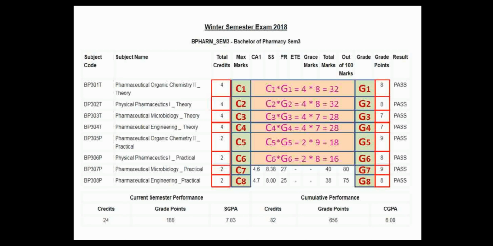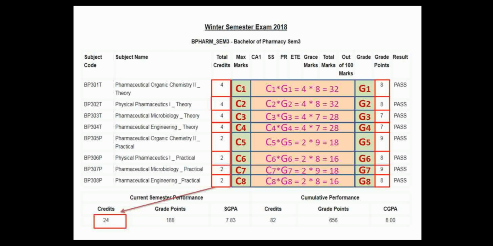For subject number 6, C6 is multiplied with G6, that is 2 multiplied with 8, so you receive the answer 16. For subject number 7, C7 is multiplied with G7, that is 2 multiplied with 9, and the answer is 18. And for subject number 8, C8 is multiplied with G8, that is 2 multiplied with 8, and the answer is 16. By addition of all these credit points, from C1 to C8, you will get the total credit points, that is 24.